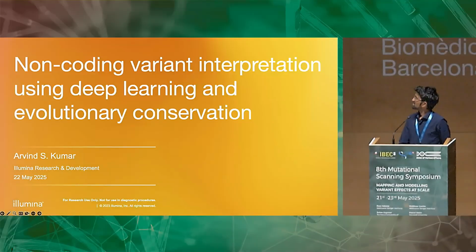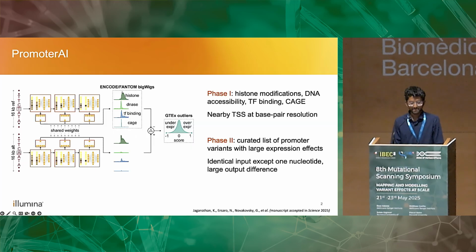So today I'll be talking about our group's work on non-coding variant interpretation using deep learning and evolutionary conservation as well. In the first part of the talk, I'll introduce our new model, Promoter AI, which was developed by our colleagues Kishore, Nicole, and Gurman. That's going to be published in Science soon. And in the second part of the talk, I'll talk about some of our own work on expanding these methods to other non-coding regions.